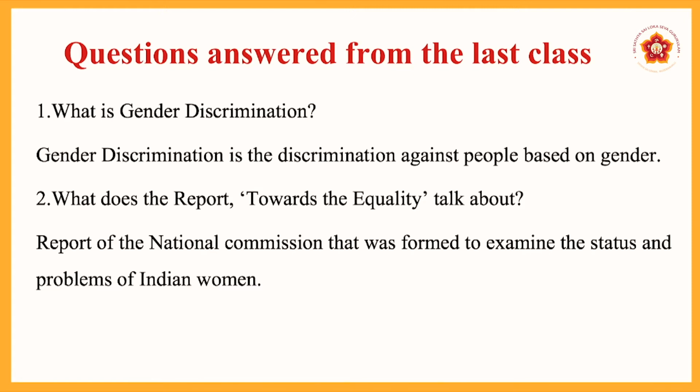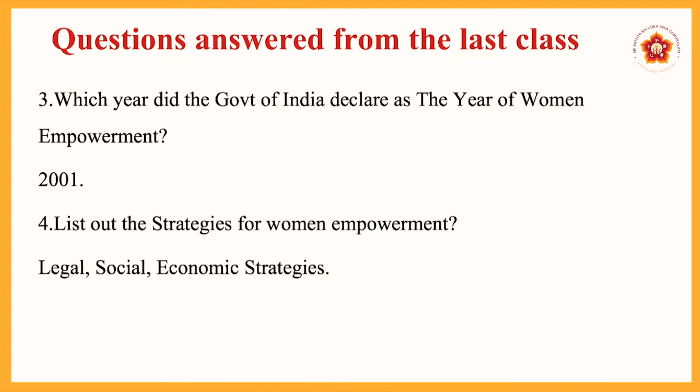The second question is, what does the report Towards Equality talk about? It is the report of the National Commission that was set up to examine the status and problems of Indian women. Which year did the Government of India declare as the year of women empowerment? That was 2001. And list out the strategies for women empowerment; the strategies are legal, social and economic strategies. So, these are just indications towards your answer. Please read the chapter well in order to get the proper answers.